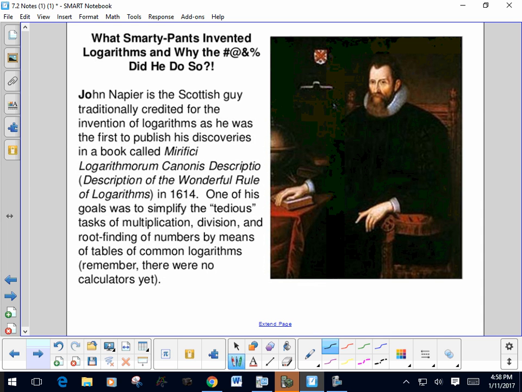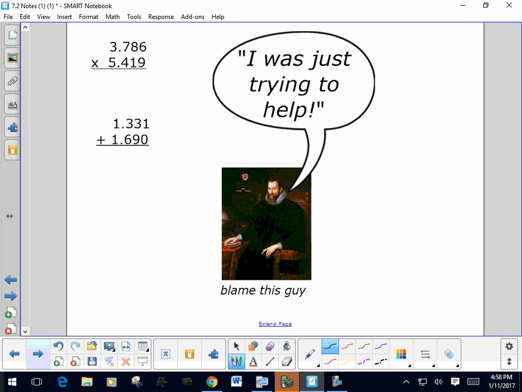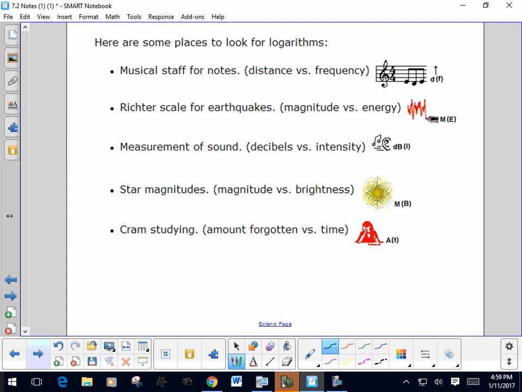Here's the guy that invented logs. He invented logs to make math easier for mathematicians and for scientists. There were no calculators, and logarithms made them a little bit faster. We talked a lot about it in class, and you missed out because it was awesome. He was just trying to help, and he did help.